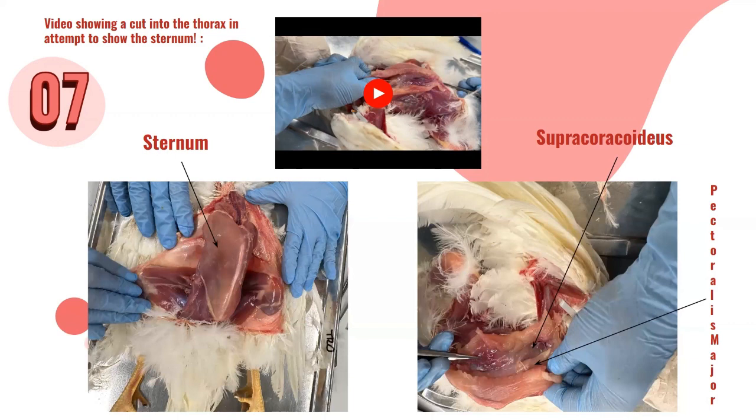And then we have the pectoralis major. This is the largest muscle and is also known as the superficial pectoralis. And this is responsible for wing adduction.